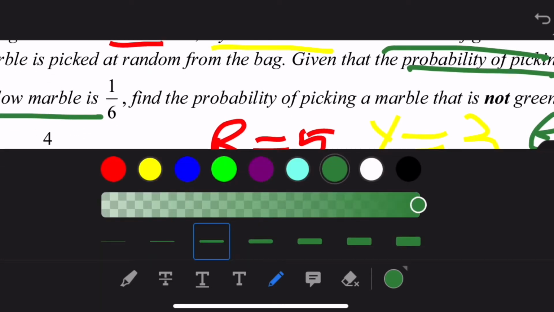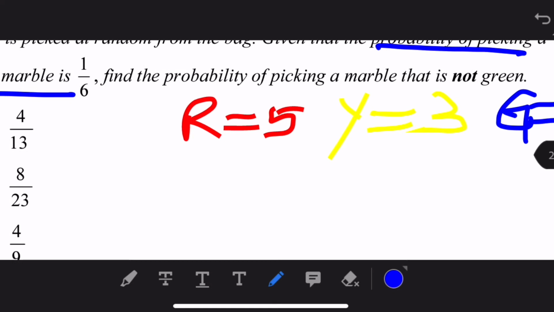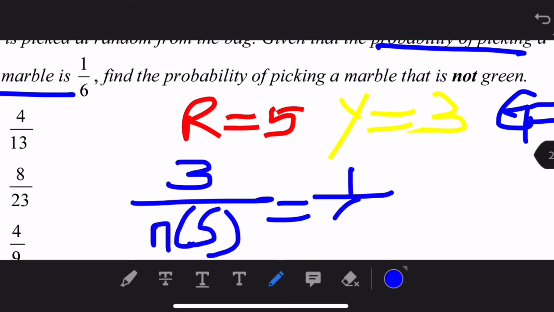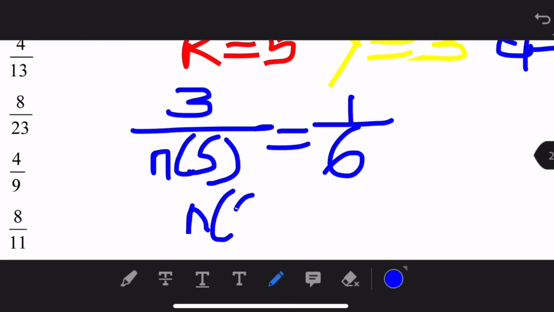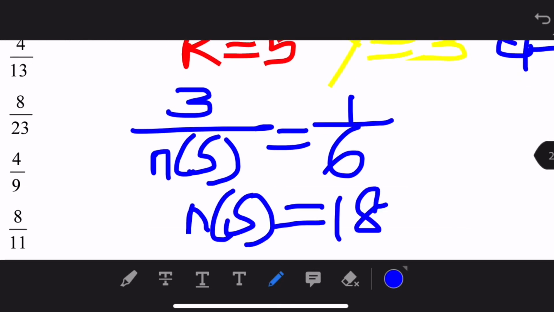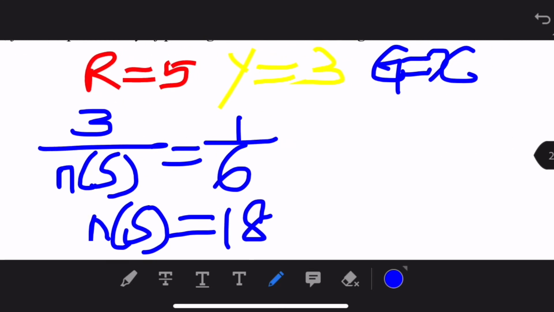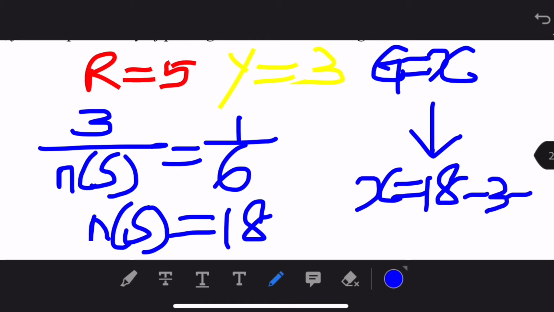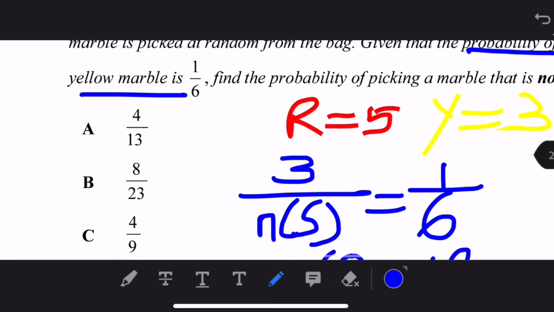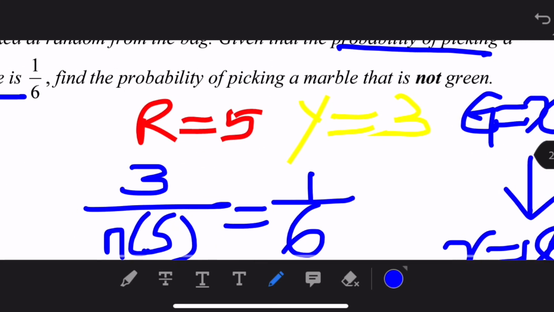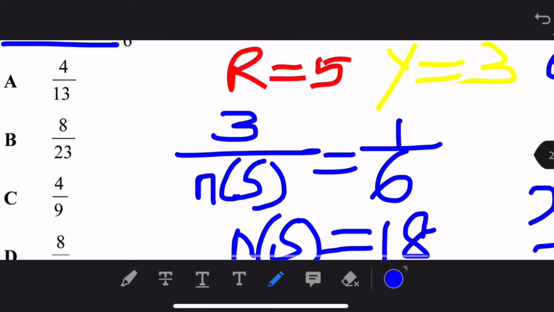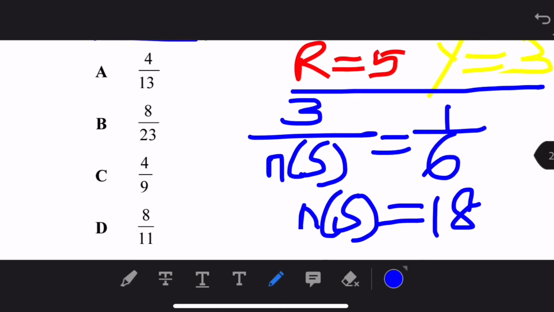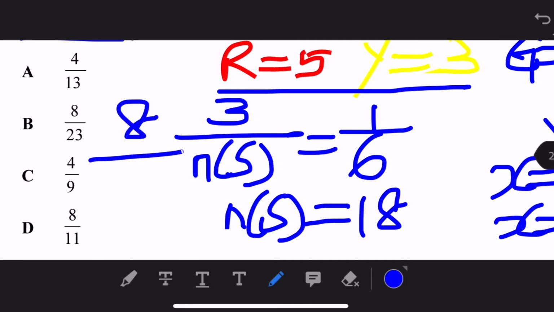Okay, based on this sentence, probability of yellow marbles means 3 over the number of sample space is 1 over 6. So that means the number of sample space is 18, 6 times 3. So hence we can solve the X. That means the X is 18 minus 3 minus 5, so the green is actually just 10. So the question is asking to find the probability of picking a marble which is not green. Not green will be here, 8. Sample space will be 18.